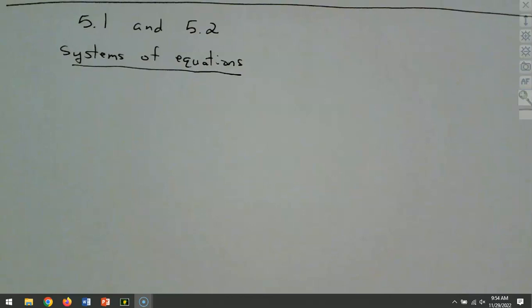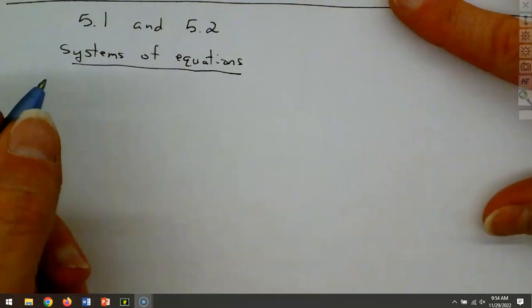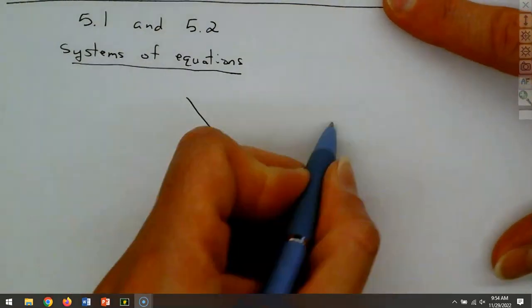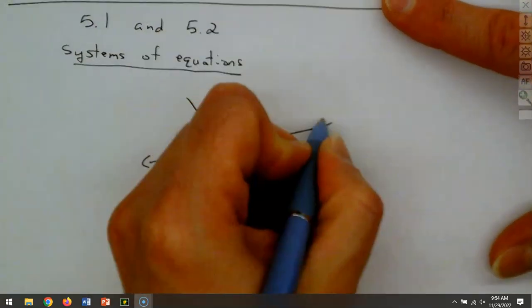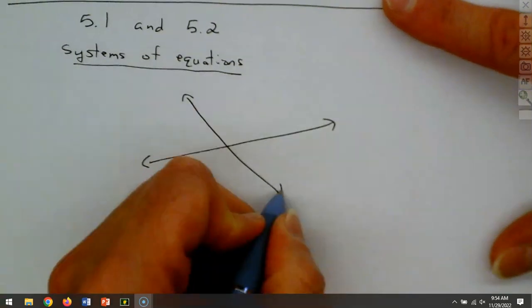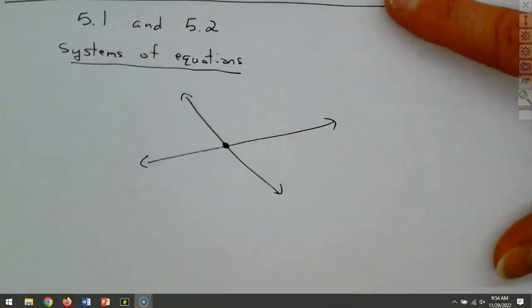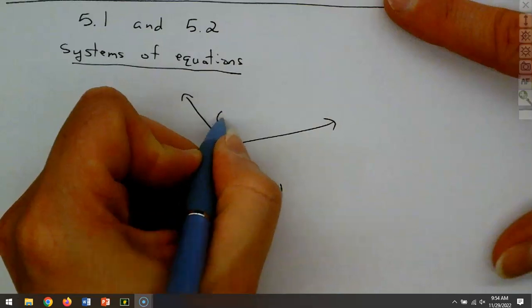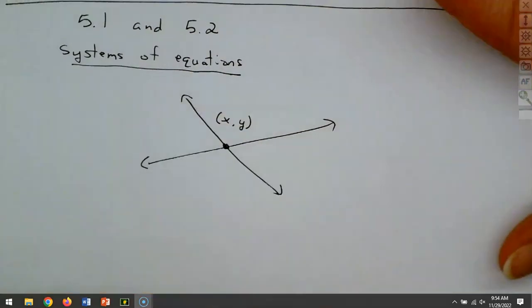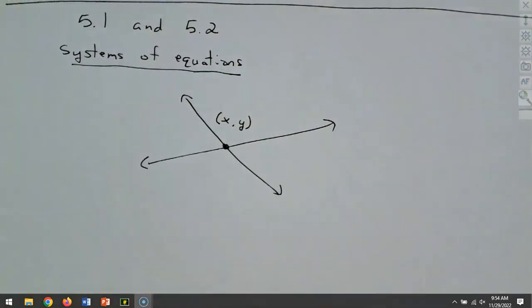And what these are is their lines. So when I talk about systems of equations, it's basically just 2 lines that intersect at a point. So if I draw 2 lines like this, what do we know? We know these 2 lines touch at one point, and that's an ordered pair, X, Y. So that's what we're looking at. We're looking at 2 lines that cross somewhere, and we're going to be finding where they cross.